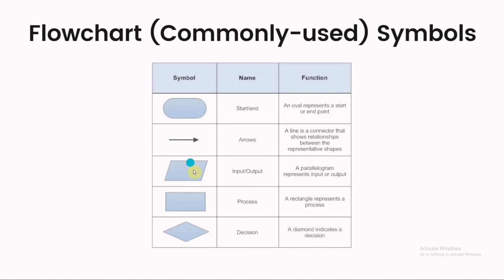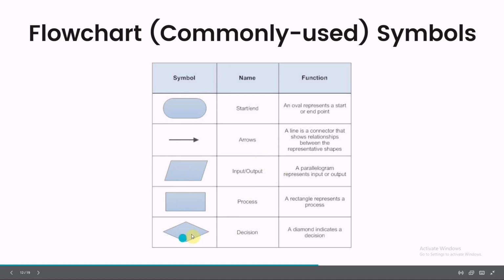And then input or output, parallelogram na nga shape, no? Amo na yung representation. And kung process naman, it is a rectangle. And for decision, we use a diamond shape symbol to represent decision natin. Usually decision natin is yes or no lang. Ang common nga decision step natin is dual lang.